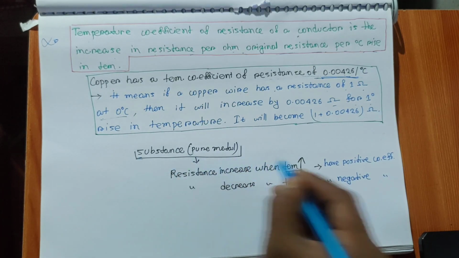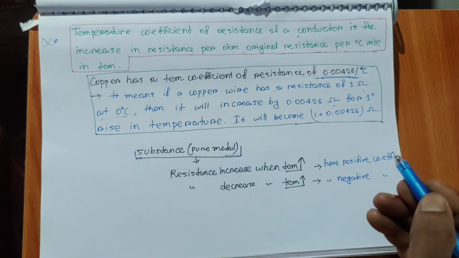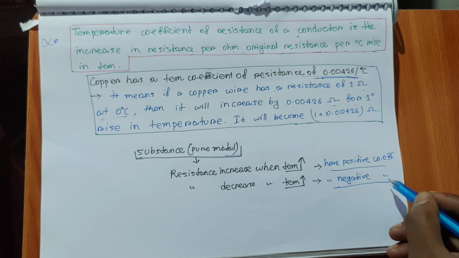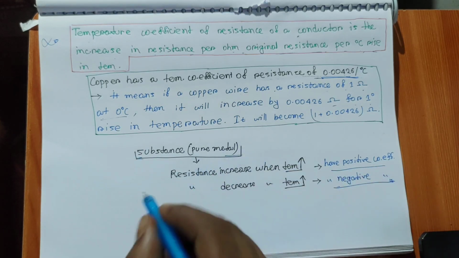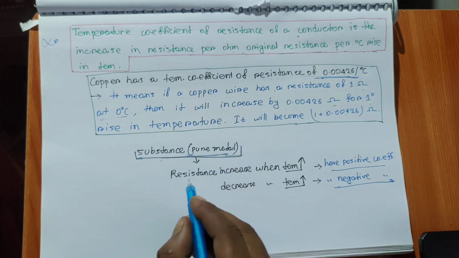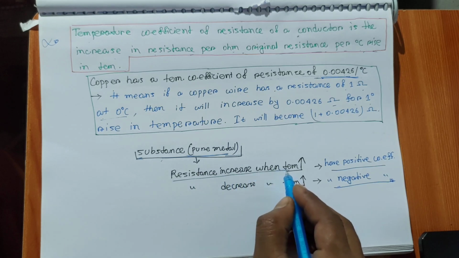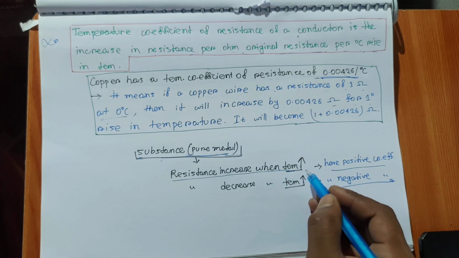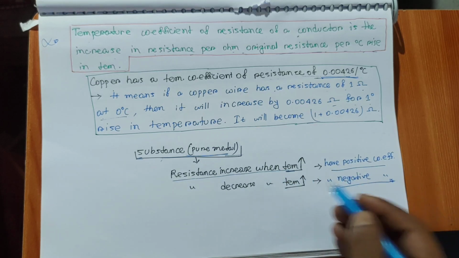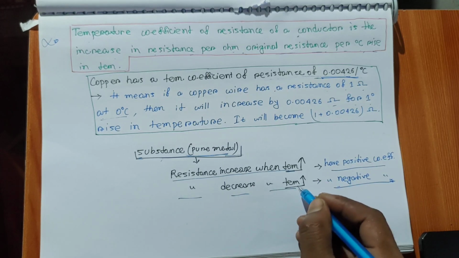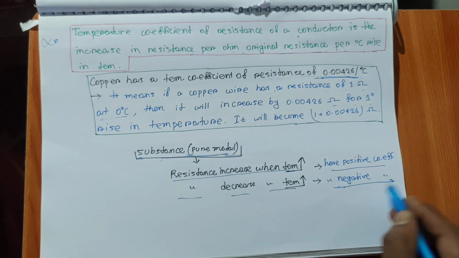For any substance, what is a positive coefficient and what is a negative temperature coefficient? We said before, for pure metal, resistance increases when temperature increases. When resistance increases as temperature increases, that is a positive coefficient. But when resistance decreases as temperature increases, that is a negative coefficient.